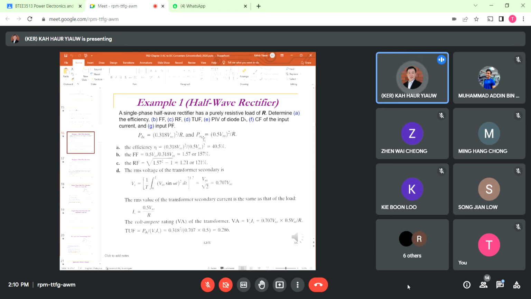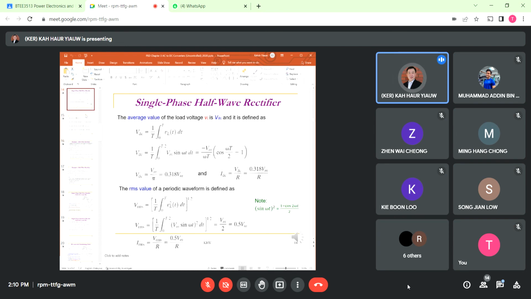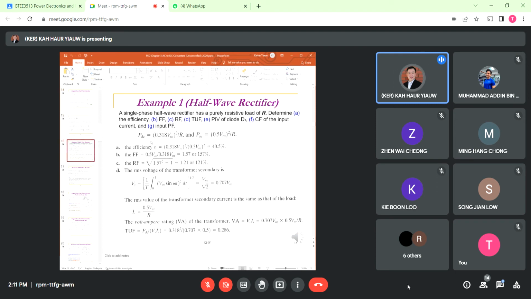Okay, so if I am getting all those values here, VDC, IDC, VRMS, and IRMS, then I can calculate my PDC and also my output RMS power. And hence from there, I can start to calculate my efficiency. So efficiency is just the ratio of the PDC over your PAC, right? That will give you 40.5%, and you can see all the VM and also the R are cancelled.